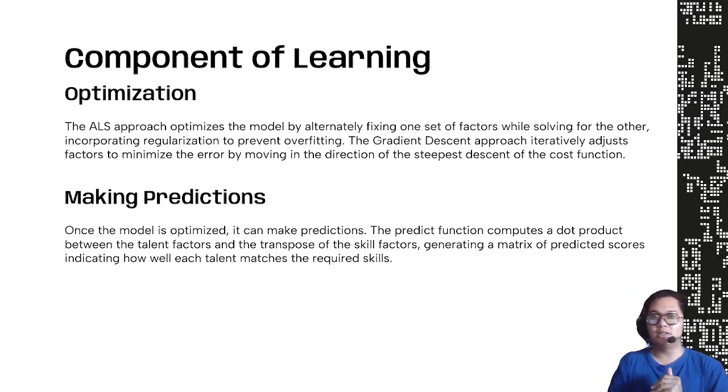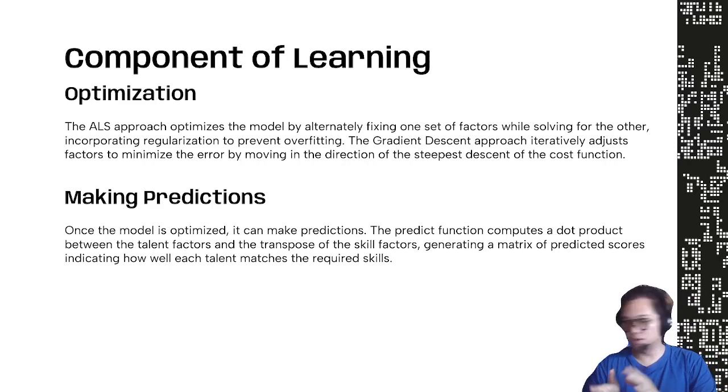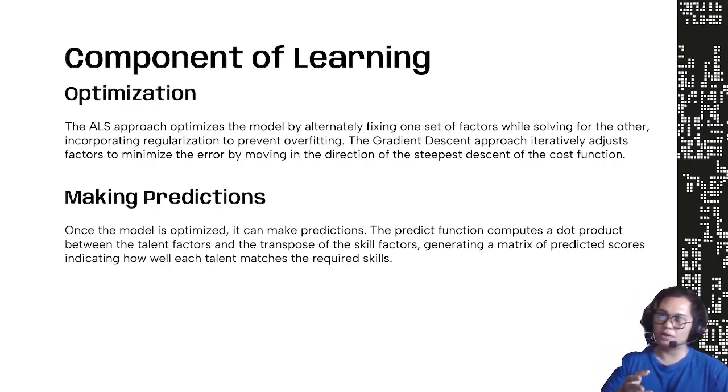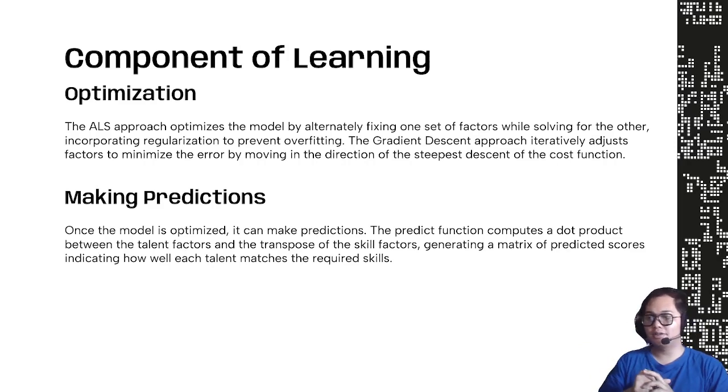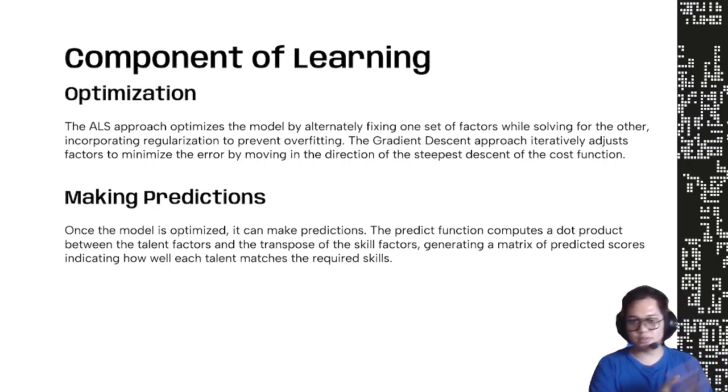And the second one is the gradient descent approach, where we iteratively adjust the factors to minimize the error by moving in the direction of the steepest descent of the cost function. Well, you might be wondering, how do we adjust the factors to minimize the error? Like, where do we start? Well, we start by choosing random data points.